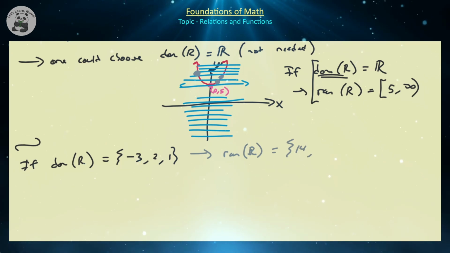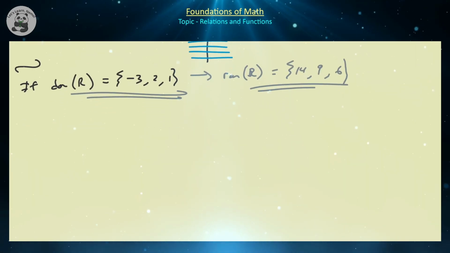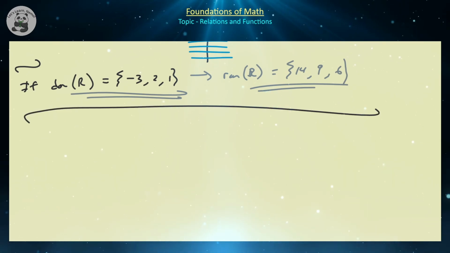When I plug in 2, that's going to be 2 squared, which is 4, plus 5, which is going to be 9. And then when I plug in 1, that's going to be 1 squared, which is 1, plus 5, which is going to be equal to 6. So if I choose my domain to be -3, 2, 1, my associated range is going to be equal to 14, 9, and 6. Let's look at another algebraic relation and see if we can do the same.